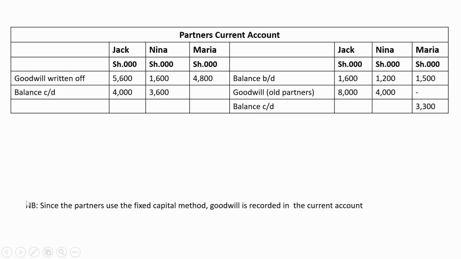So something you are supposed to note, since the partners use the fixed capital method, goodwill is recorded in the current account. So that is something that I had already mentioned. So that is how we normally account for goodwill, where it is not introduced in form of cash.